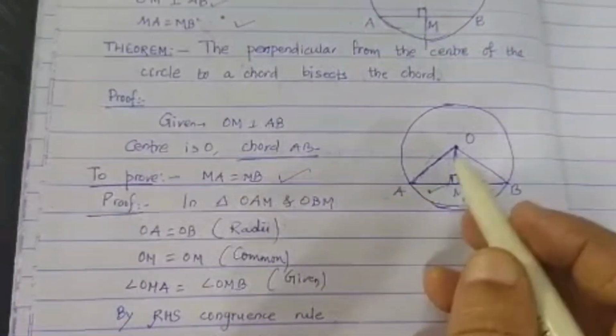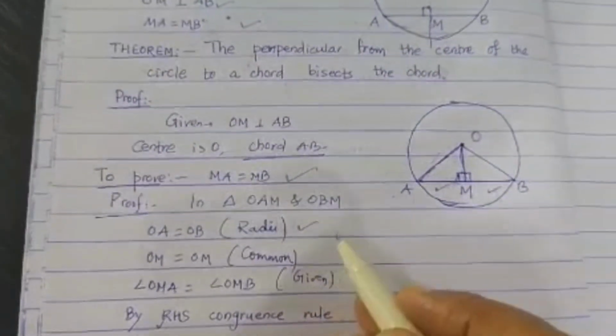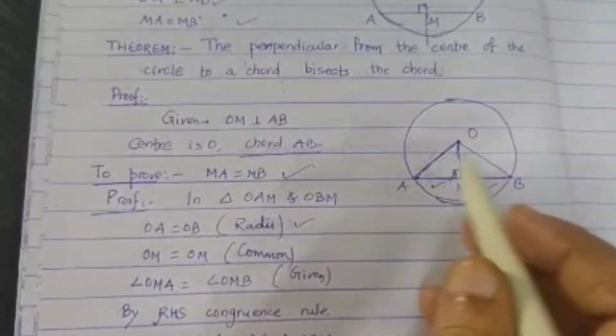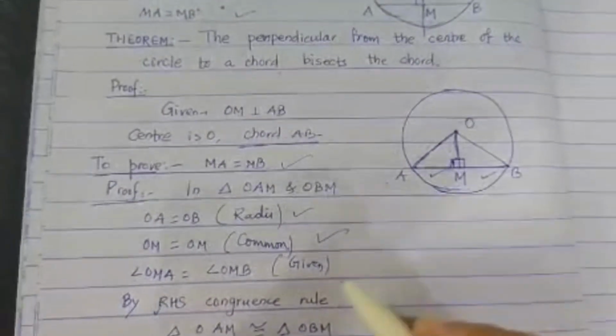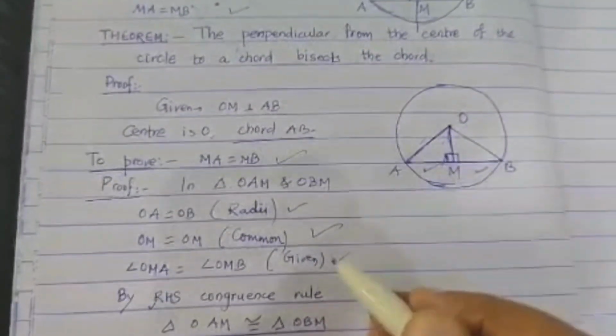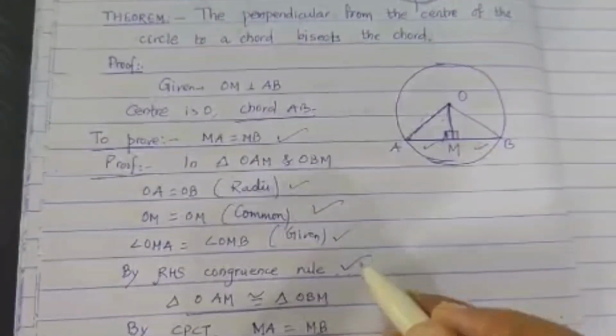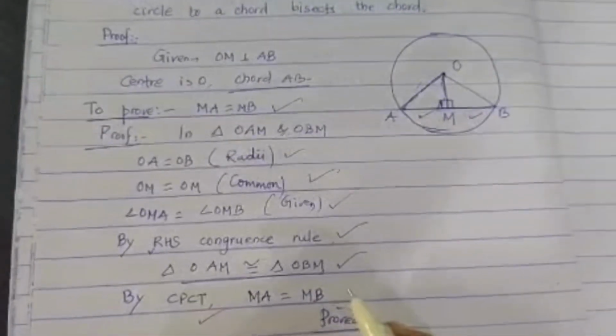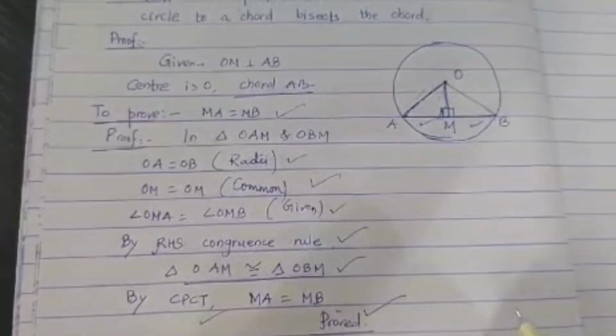So let's join OA and OB. So OA equal to OB, the radii of the circle, OM equal to OM common, and angle OMA equal to angle OMB, right angle. So by the RHS congruence rule, these two triangles are congruent. So by CPCT, MA equal to MB, it has been proved.